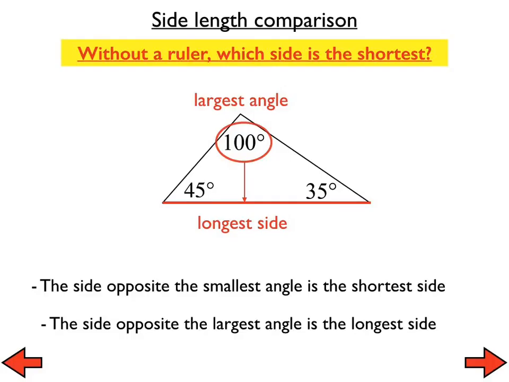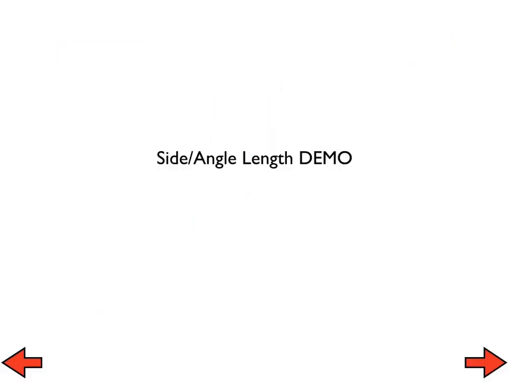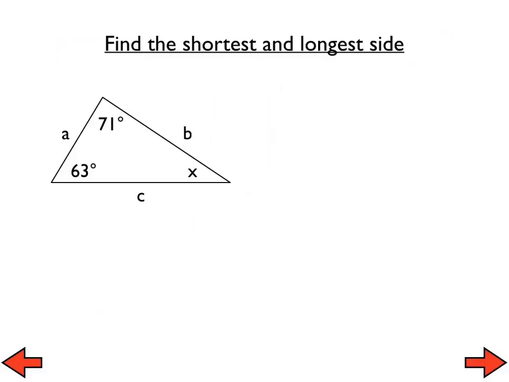You see that? Let's practice that. In this picture, I want to find the shortest and the longest side. So I have to look at the angles. The smallest angle is going to be with the shortest side, right? But can we even tell which one is the smallest angle yet? No, why not?